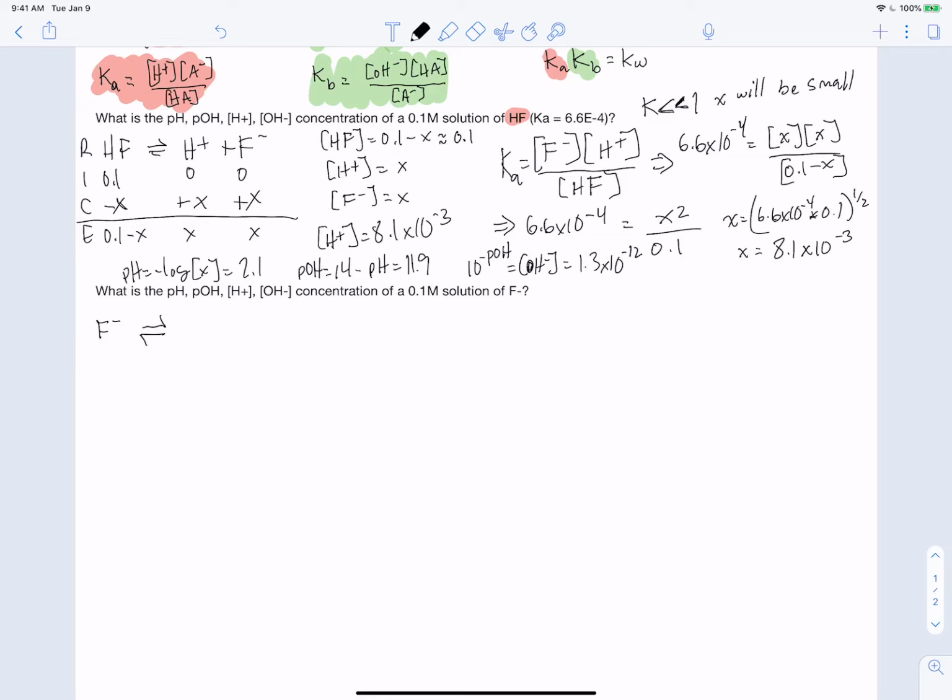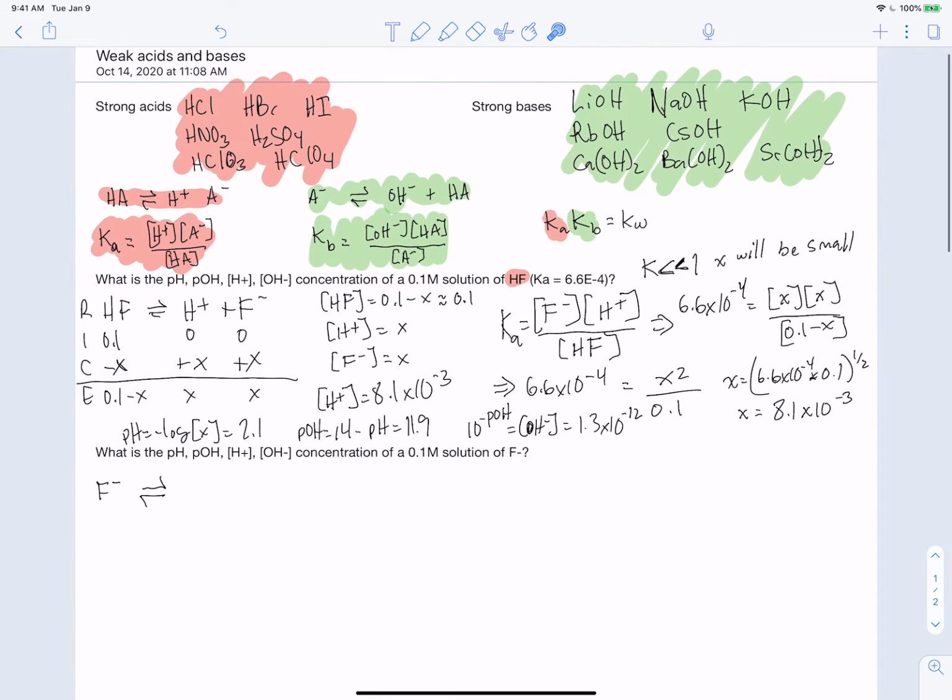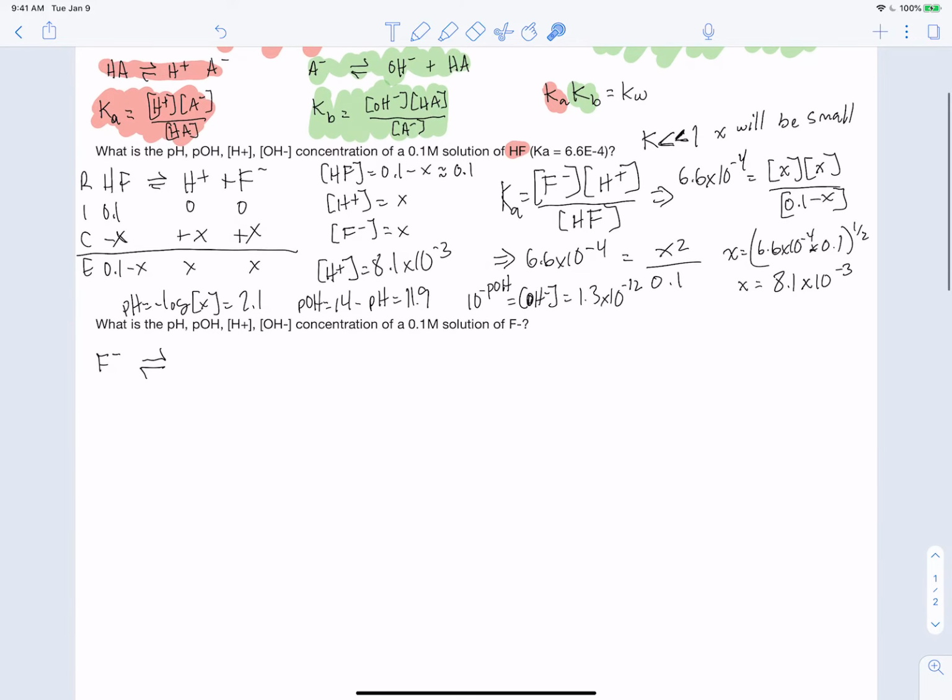Okay, so here we're asking about the pH and all these different pH-related ideas, but for fluoride instead of hydrofluoric acid. So note here that fluoride is the conjugate base of hydrofluoric acid. The conjugate base of a weak acid is just a weak base. So that's one way to know it's a weak base. It's also not on our strong base list. Those are both reasonable ways to recognize that it's a weak base problem.